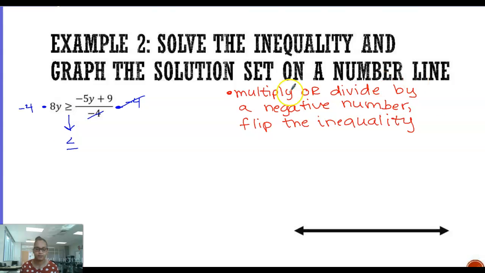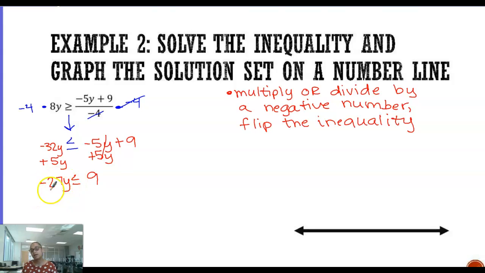So I would have -32y is less than or equal to -5y plus 9. For these, I like to always get my variable on the left of my inequality symbol. It makes it a lot easier to figure out which way you're graphing. So I'm going to move that 5y. So my inequality is still there. This cancels. I have 9. So I'm going to have -32 plus 5y. That's -27y.